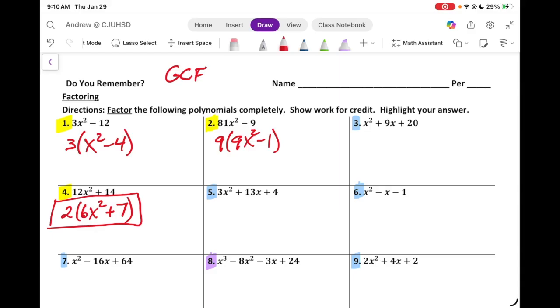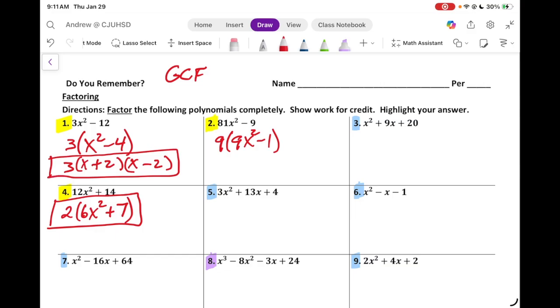However, number 1 has a pattern we call the difference of squares pattern. It has a perfect square minus a perfect square. So we write the 3, and then it kind of looks like a battery. It has a plus and a minus. And you fill in those with the square roots. So the square root of x squared is x. The square root of 4 is 2. And there you go, completely factored.